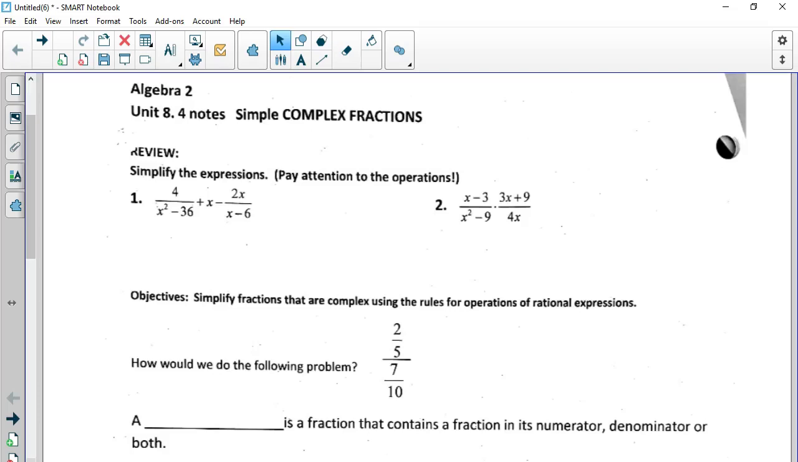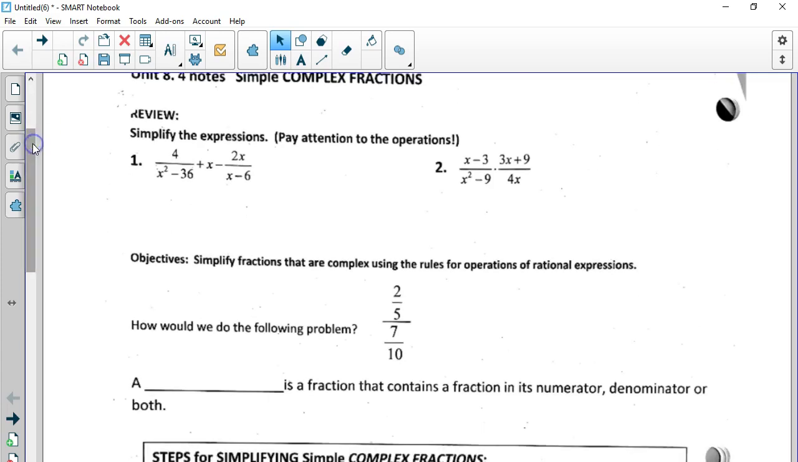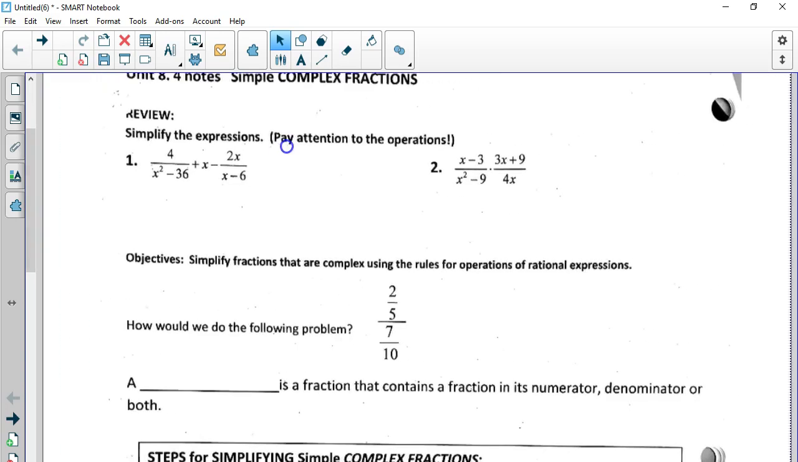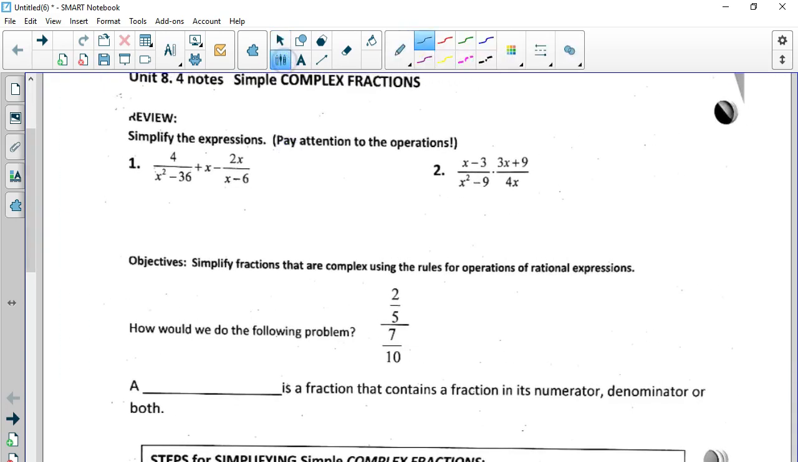8.4, simple complex fractions. So we're going to start with a quick review. Pay attention to the operations. Okay, so number one is an addition problem, and number two is a multiplication problem, times.